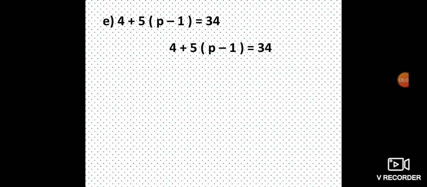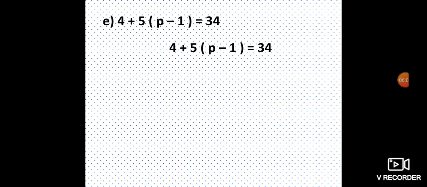Next question. All the questions are different. 4 plus 5 into (p minus 1) equal to 34. Here the variable is in the LHS, so no problem, no change. We continue. 4 plus 5 into (p minus 1) equal to 34.